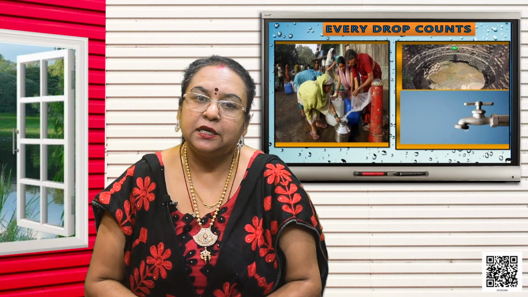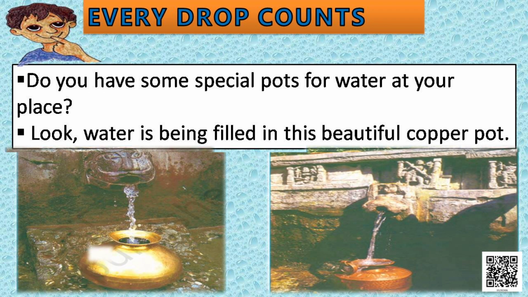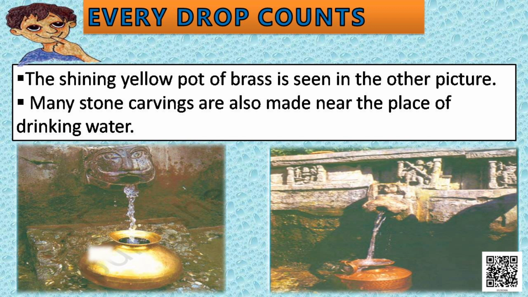Now we will move towards another issue. Okay, do you have some special pots for water at your place? Have you seen some different types of pots that you are using to collect water? In your book it is showing two different types of pots. Let us look into it. Look, water is being filled in this beautiful copper pot. The shining yellow pot of brass is seen in the other picture. Many stone carvings are also made near the place of drinking water. See the pictures here, two types of different pots are shown in your book.